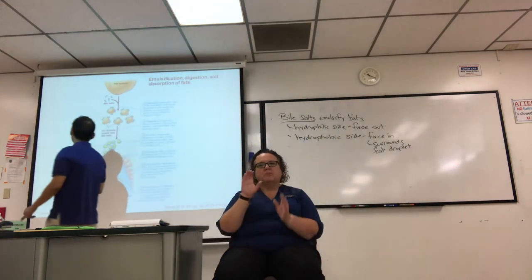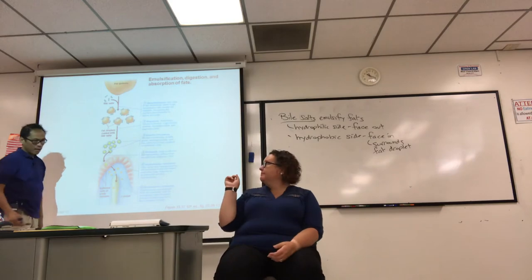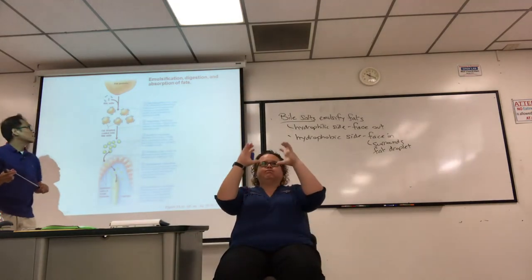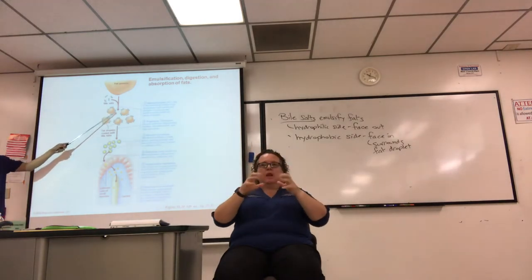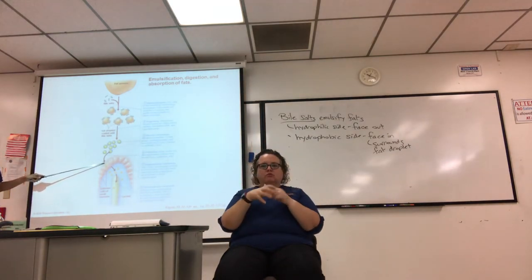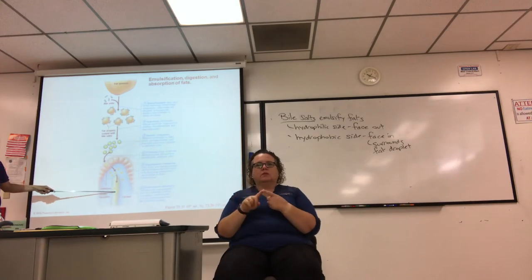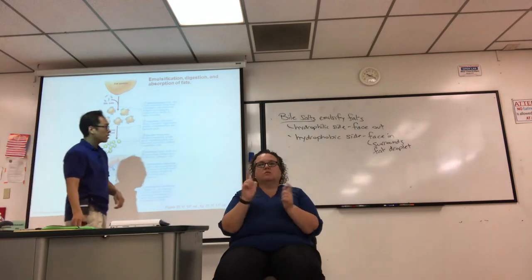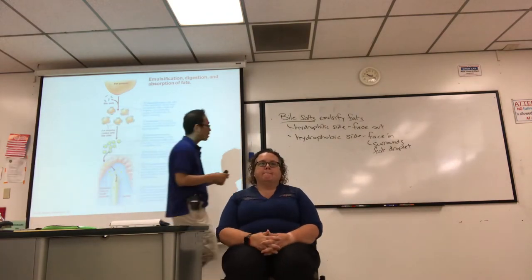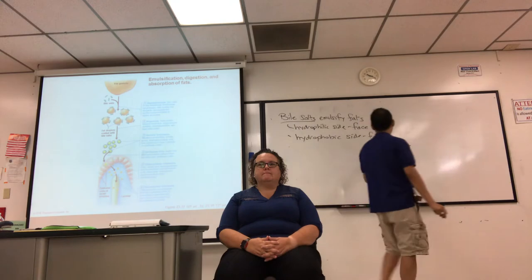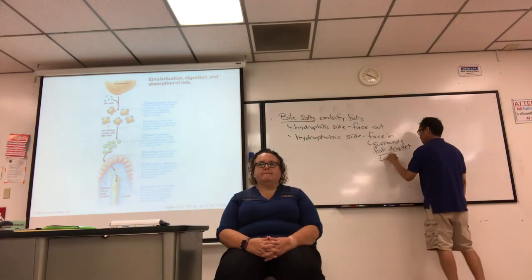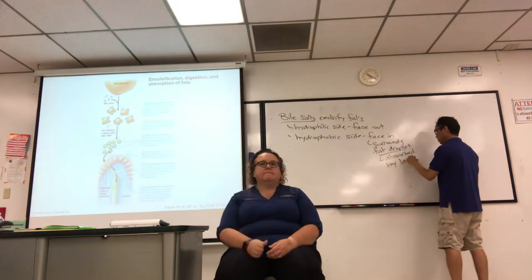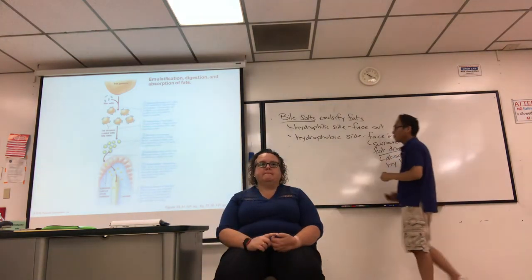There's the picture in your book. Big fat globule at the top. You want to break it up into smaller ones so you can absorb it. There's the bile salts surrounding it. Those will kind of be transported into the lacteal. That's the structure in the villi of the small intestine. Absorbed by lacteals. Okay, we can move on from this.